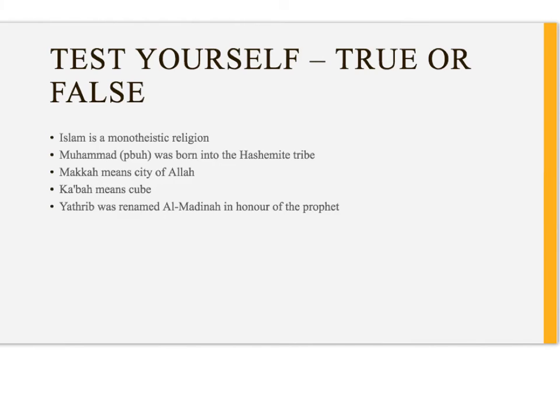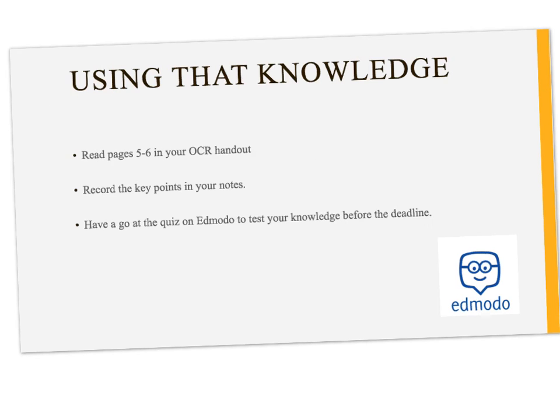And the fifth question, Yathrib was named Al-Medina in honour of the Prophet. That's true. Following Muhammad's journey from Mecca to Medina, once he'd built his house there, the city of Yathrib was renamed Al-Medina, which means the city of the Prophet. So, if you managed to get all of those right, well done you.